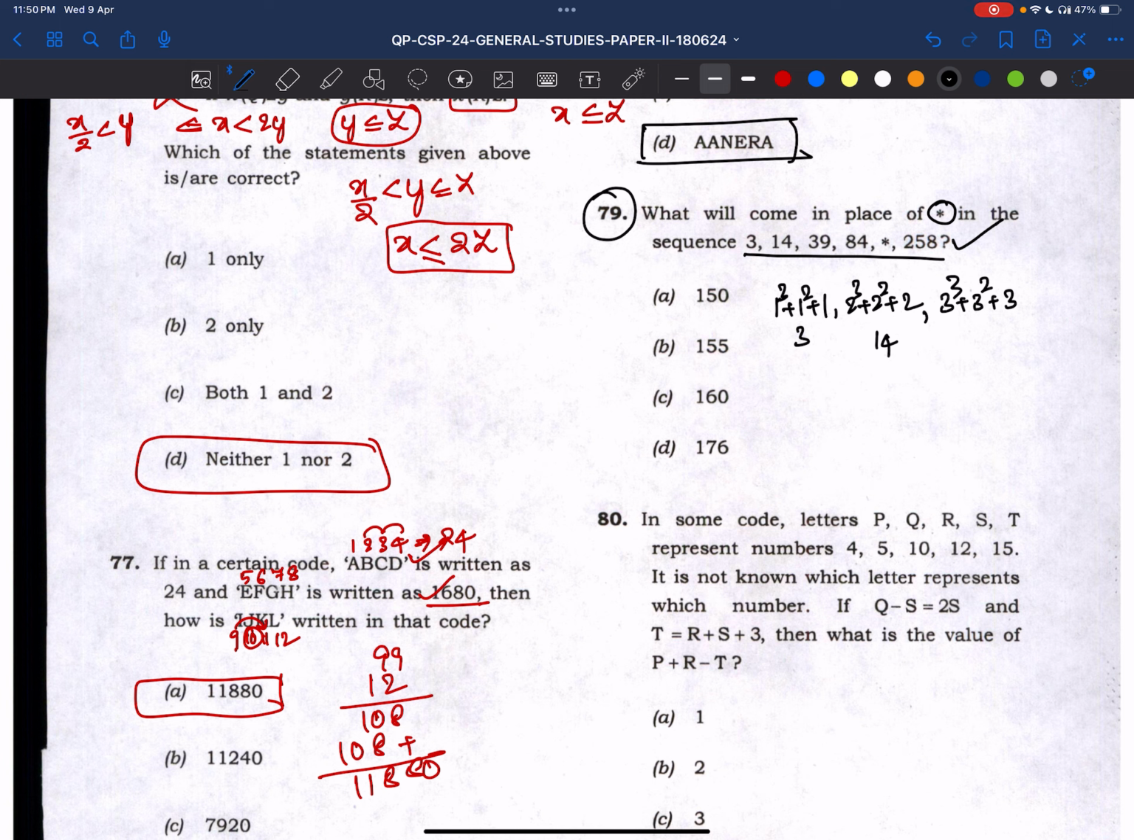Then next, 3 cube plus 3 square plus 3. Right? 27 plus 9, 36, 36 plus 3, 39. Right? 84 means 4 cube plus 4 square plus 4. It will become 84. That means the star value will become what? 5 cube plus 5 square plus 5. 125 plus 25, 150 plus 5. Answer is 150.